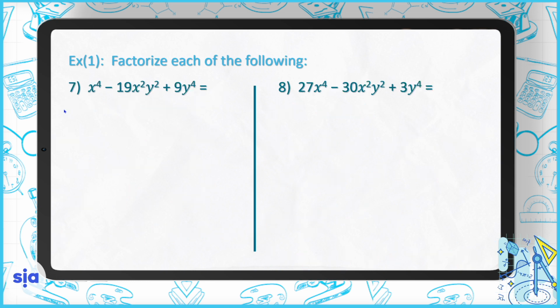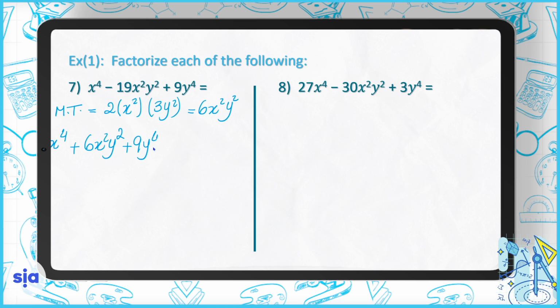To factorize question 7, as in the previous ones, we're going to find the middle term. It's 2 times the square root of the first term times the square root of the second term, which will be 6x squared y squared. X power 4, we always put the positive one in the middle, plus 9y power 4. And here is the minus 19x squared y squared that we already have in the question. And then we put the subtraction of the middle term.